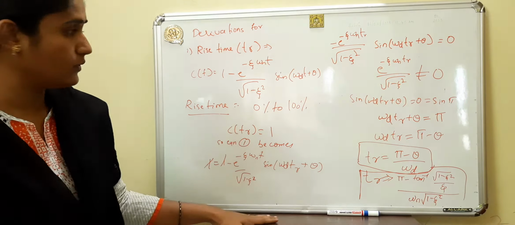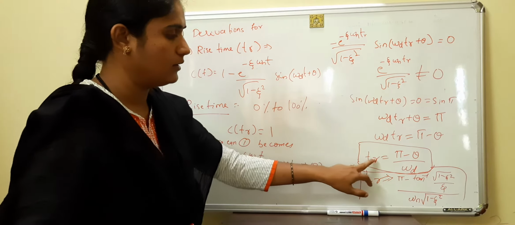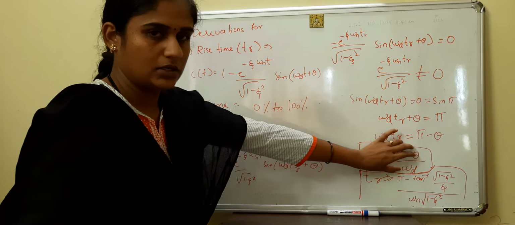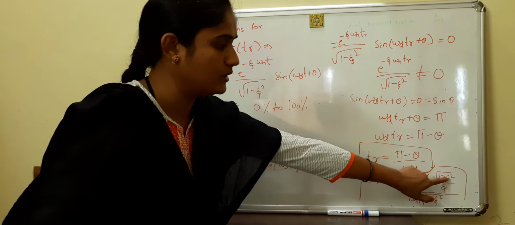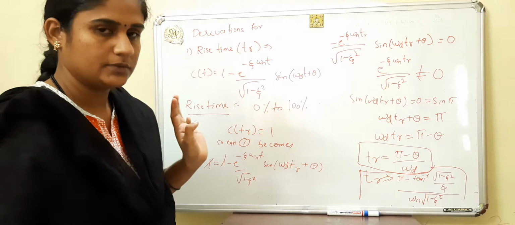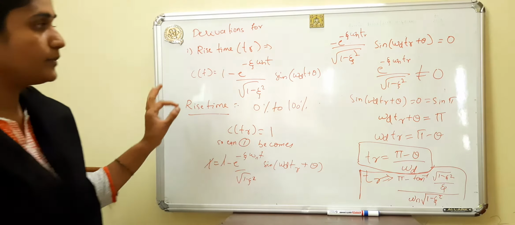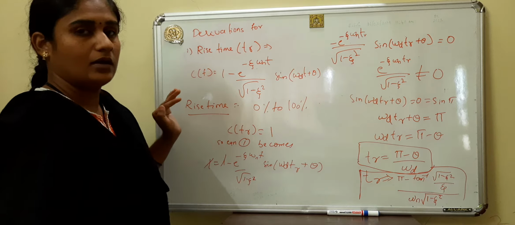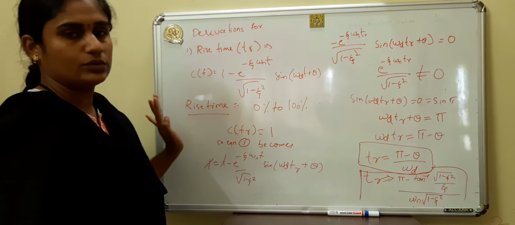This is an important derivation. While solving problems, this is how you calculate tr. If the values are given in terms of zeta, you have to use this formula. I will send the PDF of this derivation also. You can go through this video.